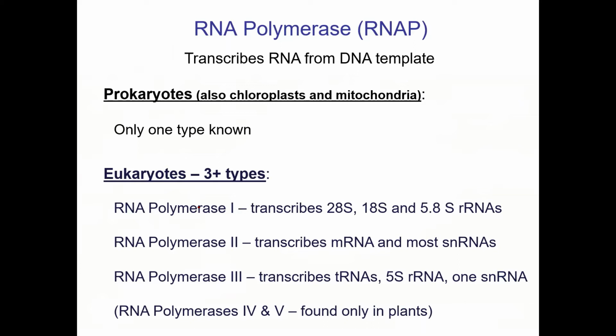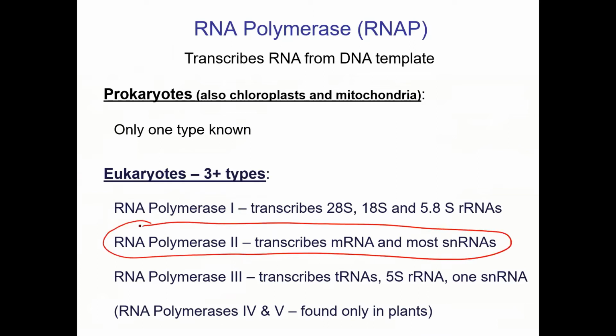If you are a prokaryote, you have one type of RNA polymerase that does it all. And for some reason, eukaryotes have several types. So sometimes you might see in the notes something about RNA polymerase 2, right? That's the main one in eukaryotes. It transcribes messenger RNA, but there are different types of RNA polymerases. You can see that number 1 transcribes ribosomal RNAs.